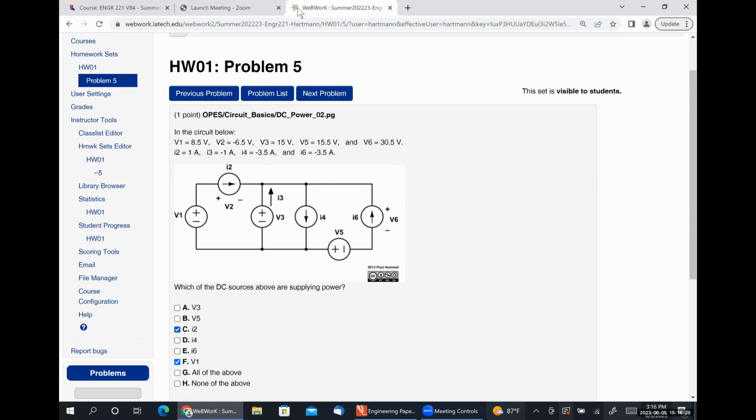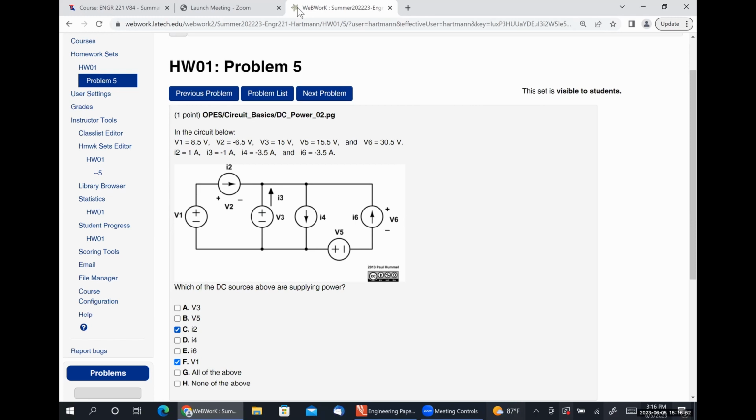For V3, let's see here. So I3 is entering the negative polarity terminal. So if V3 and I3 are both positive or are both negative, then the answer would be positive. V3 is positive, I3 is negative, so that one is actually absorbing power.